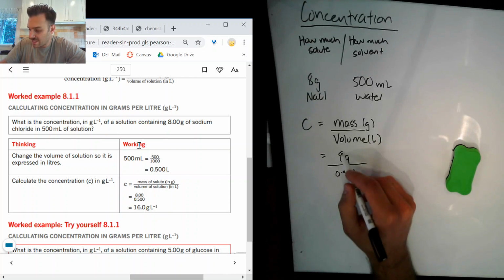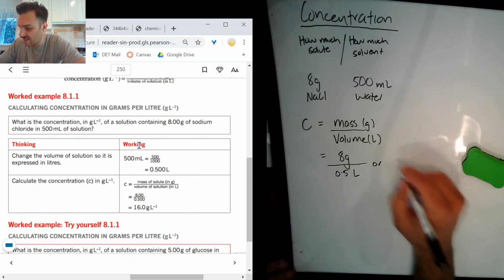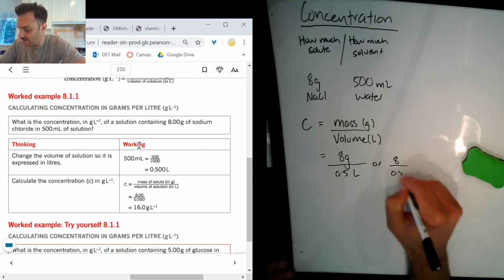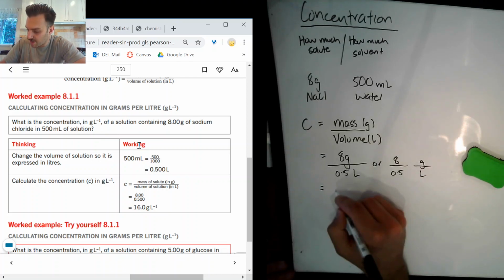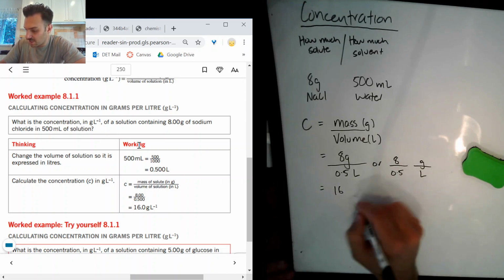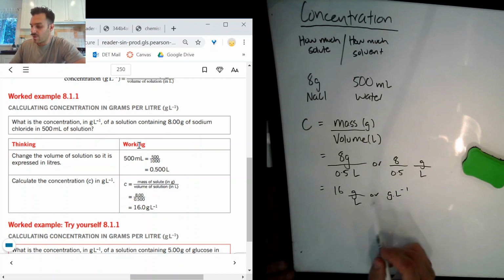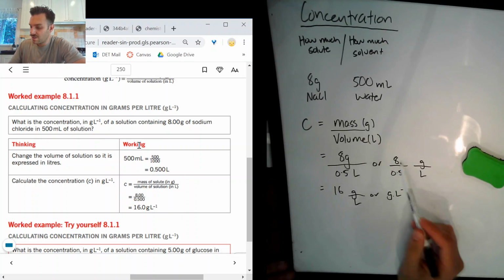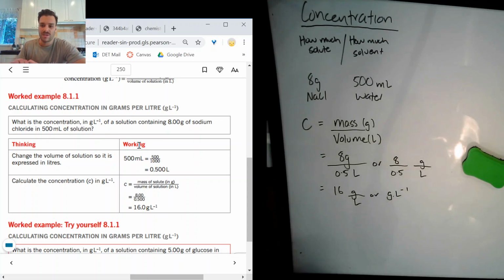Notice that you do the maths with the numbers, but you can also do the maths with the units. I can separate this out and say it's 8 divided by 0.5, and then separately it's grams divided by litres. If I divide 8 by 0.5, I get 16, and then if I divide grams by litres, I get grams per litre. These are the same thing. I want to show you that you can use the numbers and the units separately and do the maths with those, and that's going to become really important as we move along in chemistry.